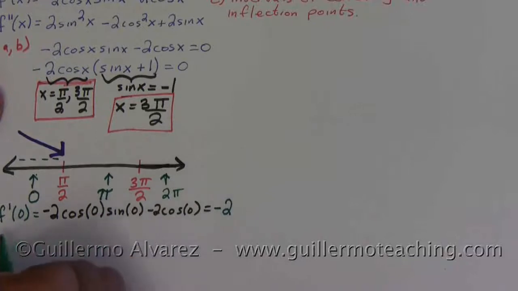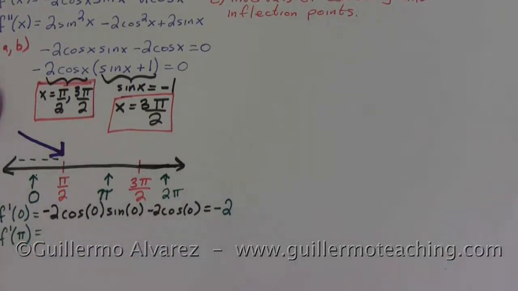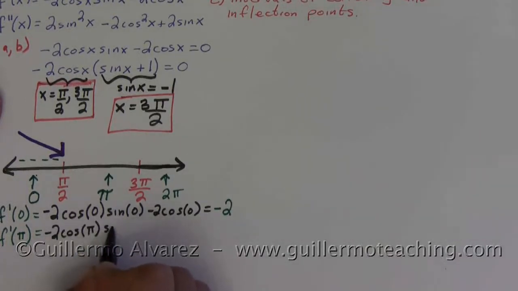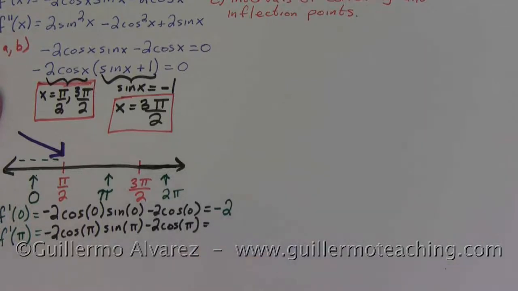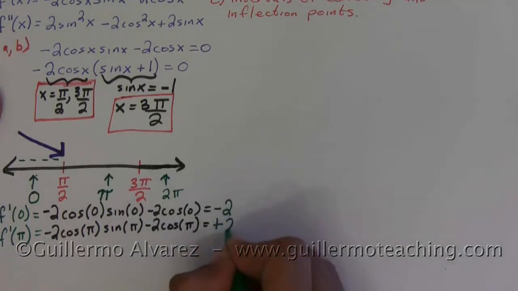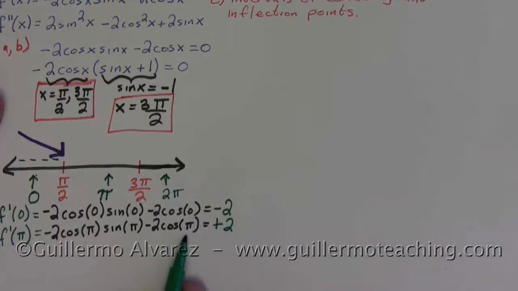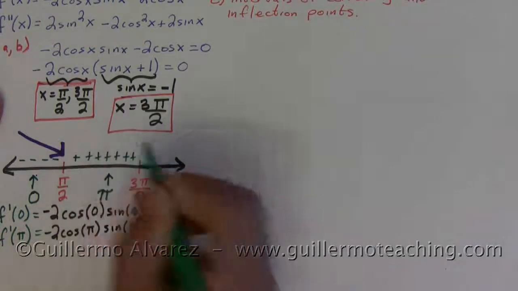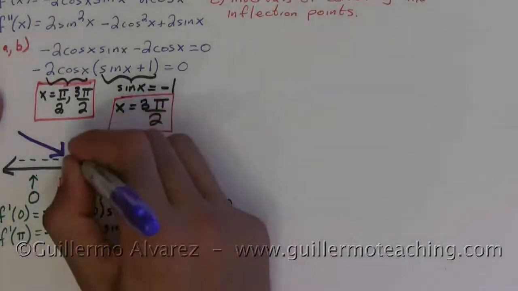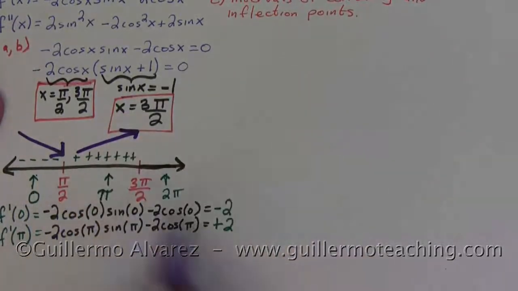Now let's test the next point, pi. Again, I'm plugging it into the first derivative. So I have negative 2 cosine of pi sine of pi minus 2 cosine of pi, and this time this is equal to positive 2, because cosine of pi is negative 1. Sine of pi is 0, so here it's going to be positive. Remember, what that tells me is that my function is going to be increasing from pi over 2 to 3 pi over 2.